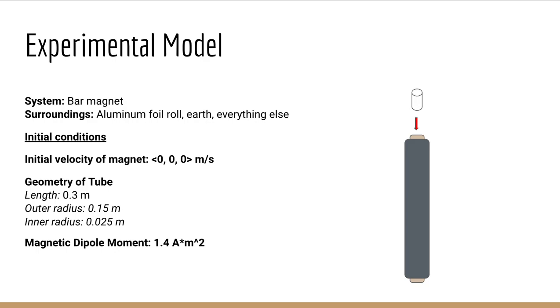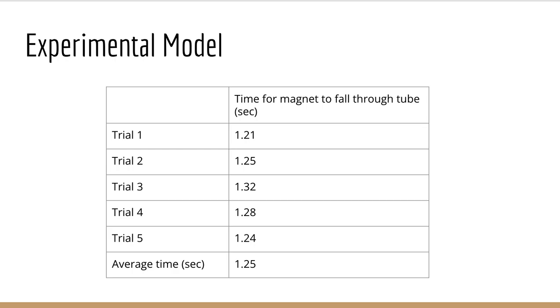And then for the tube, the length was 0.3 meters, the outer radius was 0.15, and the inner radius was 0.025. The magnetic dipole moment was 1.4 amperes times meters squared. And then for the experimental model, here's some of the data. The time for each trial was approximately 1.25.